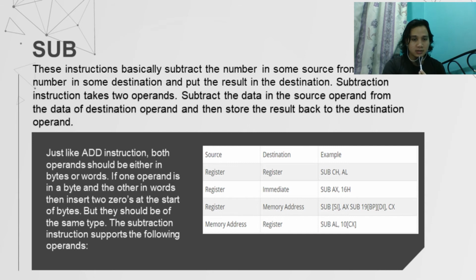Just like the add instruction, both operands should be either in bytes or words. If one operand is in a byte and the other in words, then insert 2 zeros at the start of the byte, but they should be of the same type.